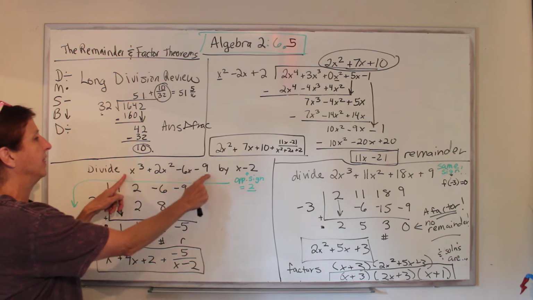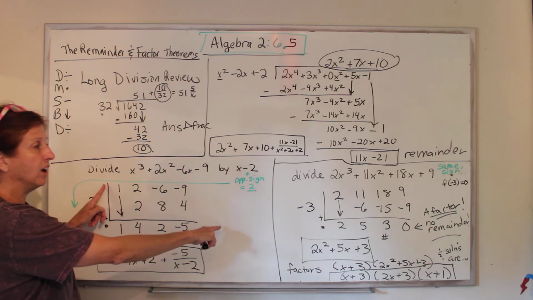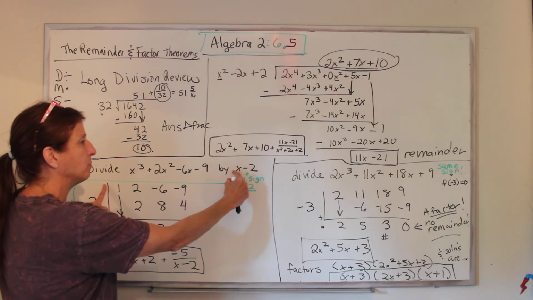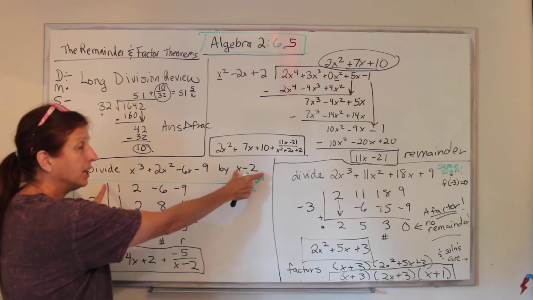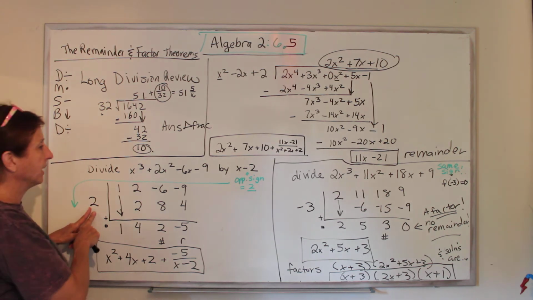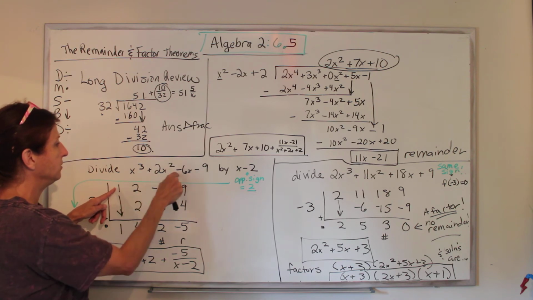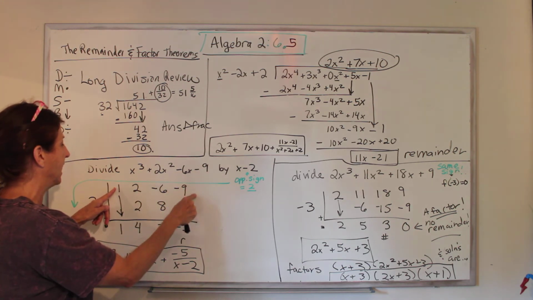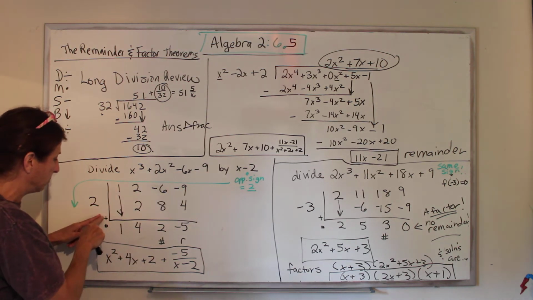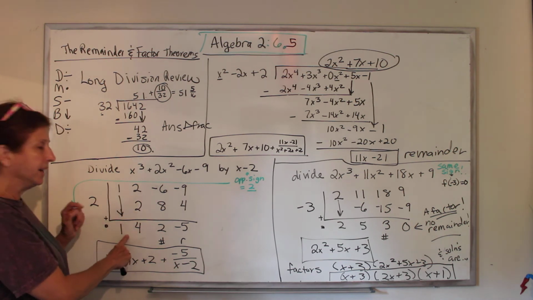So we're going to divide this by that. First, remember we draw our L, and if we're dividing by this whole little polynomial, we change the sign and put a 2 right here. Okay? Then we write down the coefficients, a 1, a 2, a negative 6, and a 9. Then I draw a plus here and a times there. I bring down the 1 and I'm ready to go.